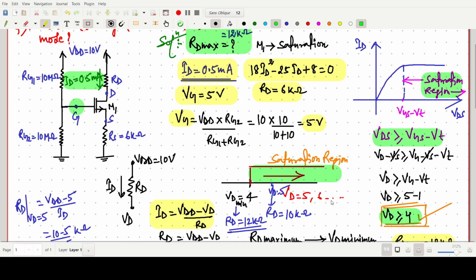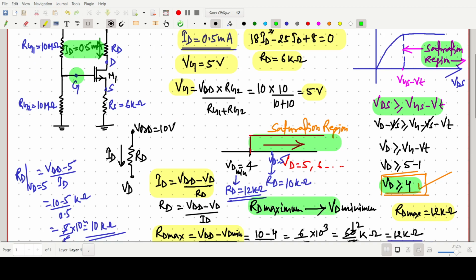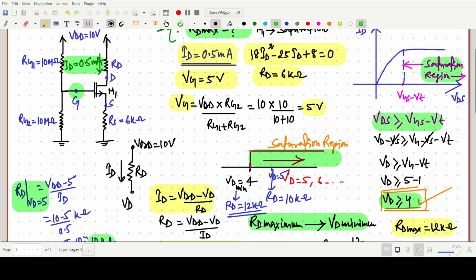It may be VD 4, 5, 6. So for the minimum VD, it will give the maximum RD, which we have already found for RD maximum and VD minimum. Like that we can find. Here also for VD equals 5, RD is 10 kilo ohm. This is all about this simple question.